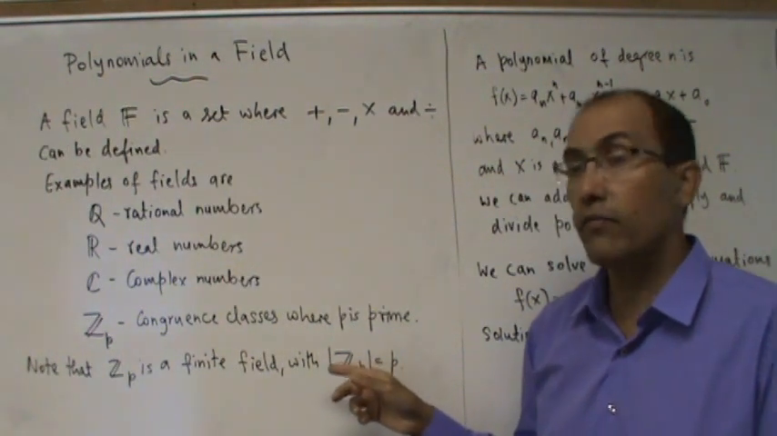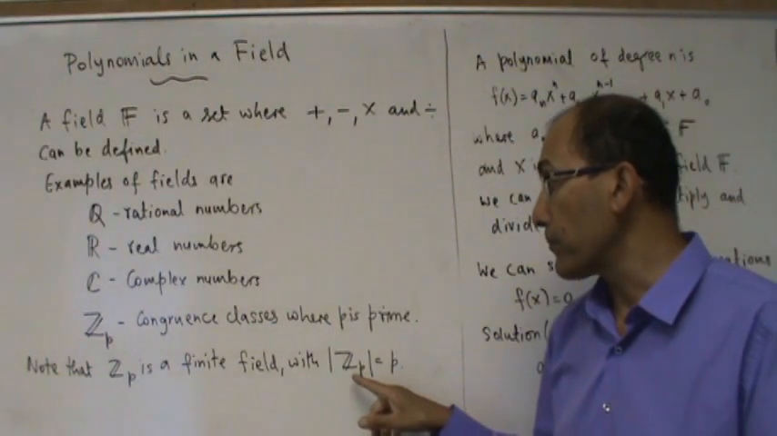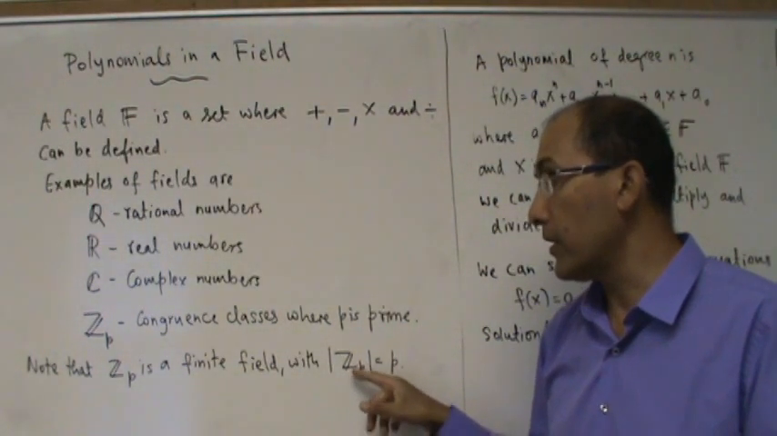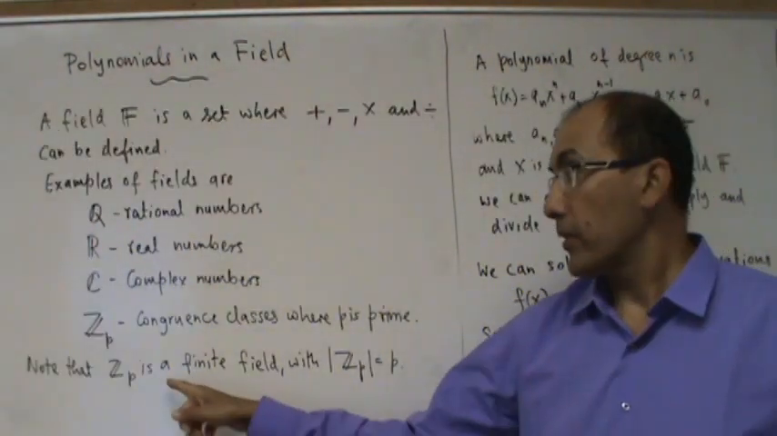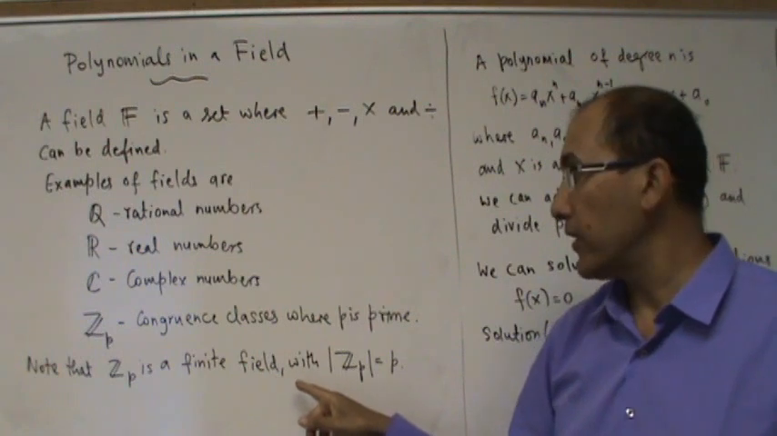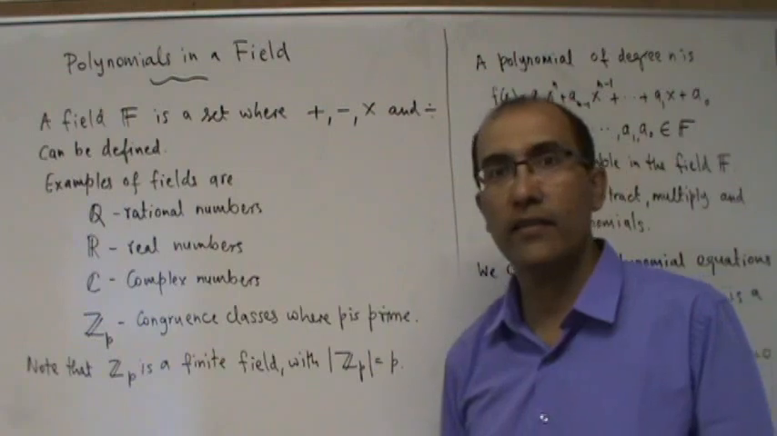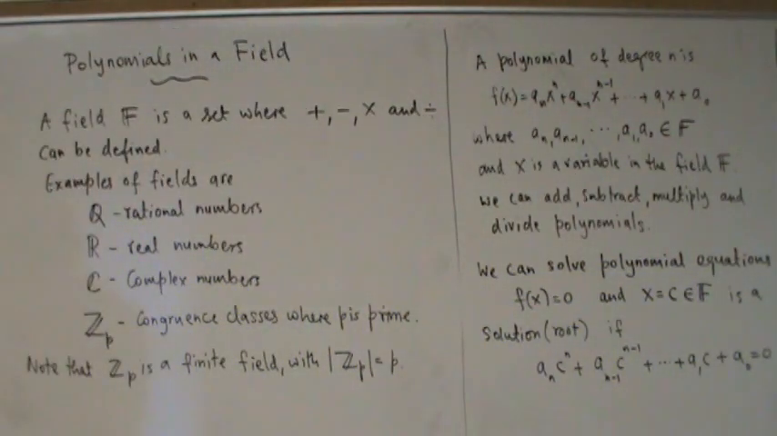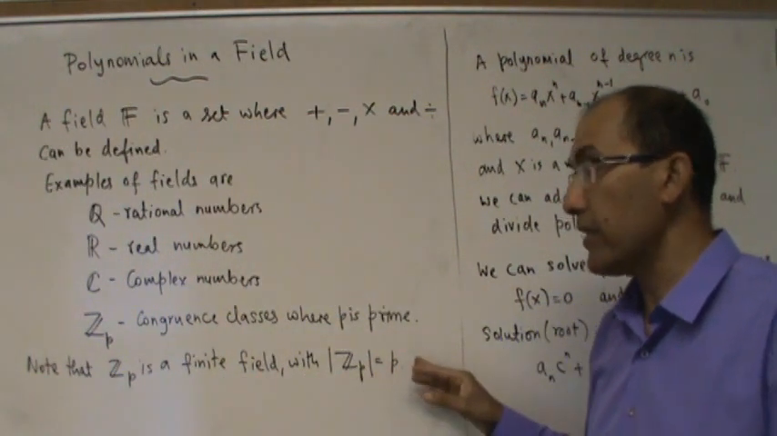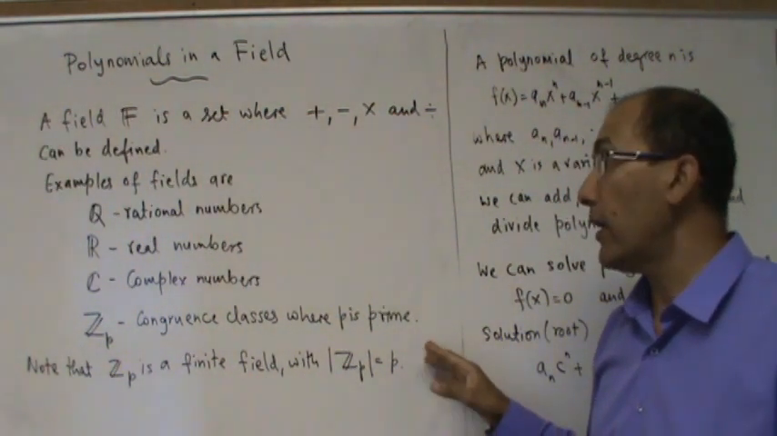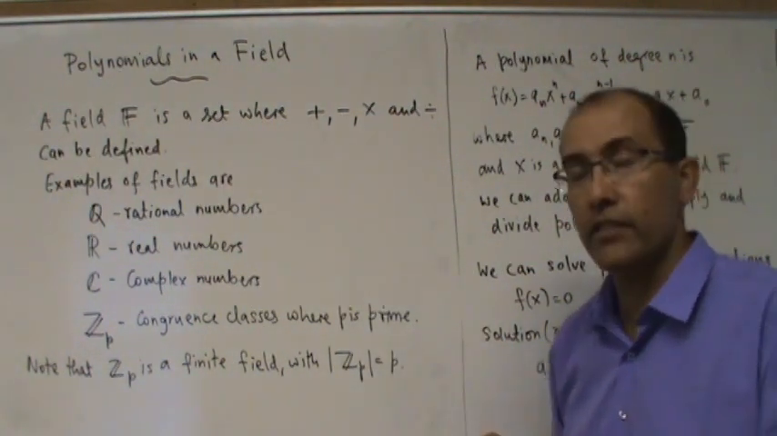The only distinction is that Z_p is the only finite field with its cardinality equal to p. The other 3 fields we are looking at are all infinite sets. Only this is the finite set.